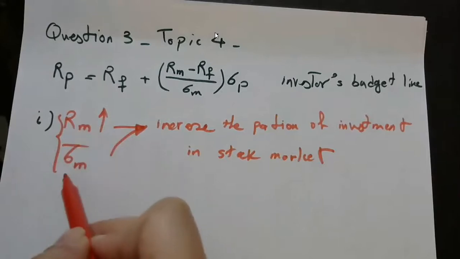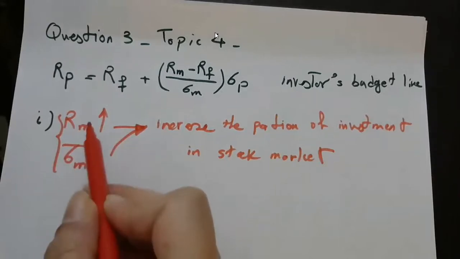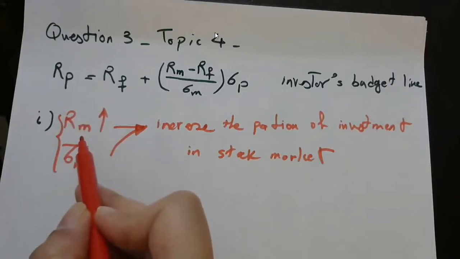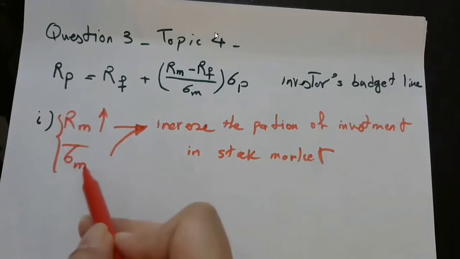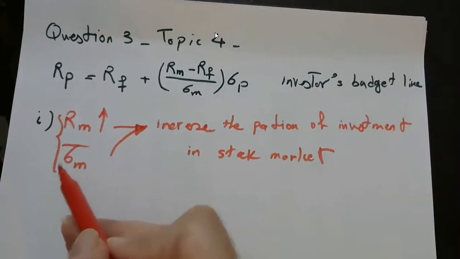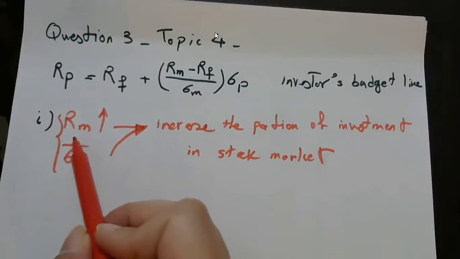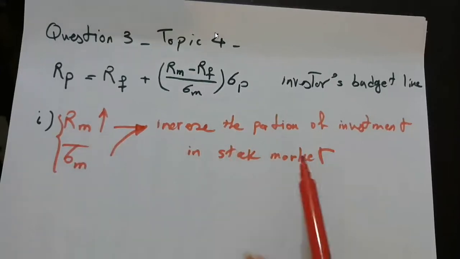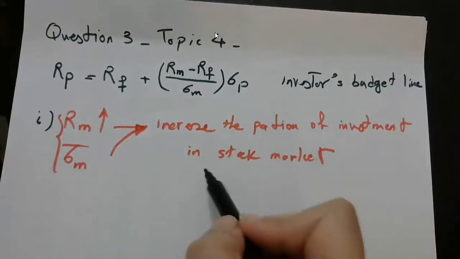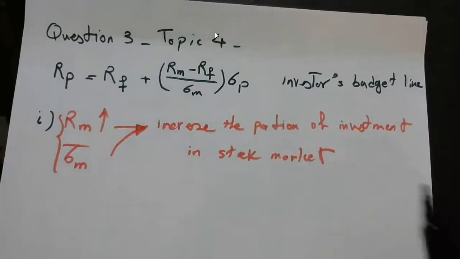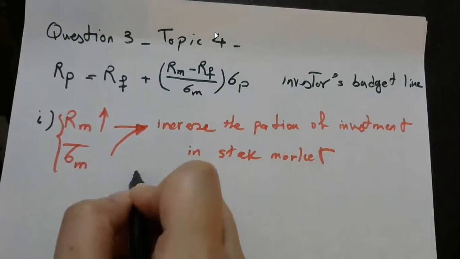Of course, once the risk is the same, we expect that if we want higher return, normally we have to accept higher risk. So once we know that the risk remains the same and we gain a higher return, of course it is a very good investment opportunity. That's why we increase the portion of the stock in our portfolio. Okay, that is what the question wants from us.